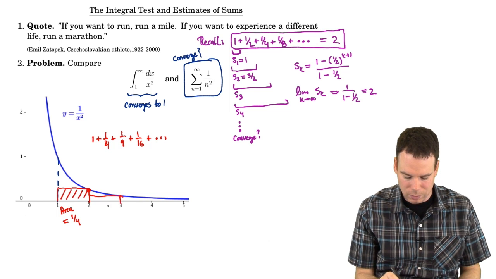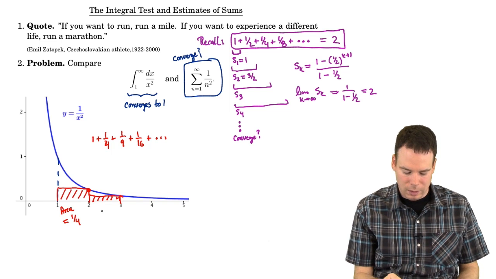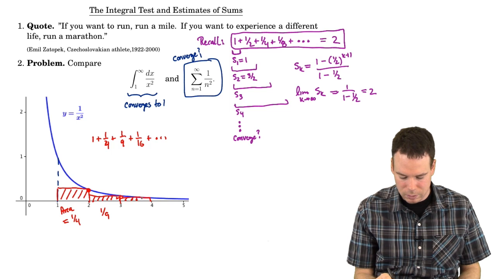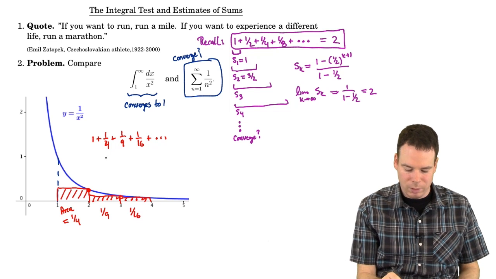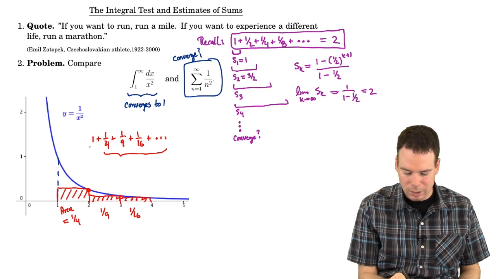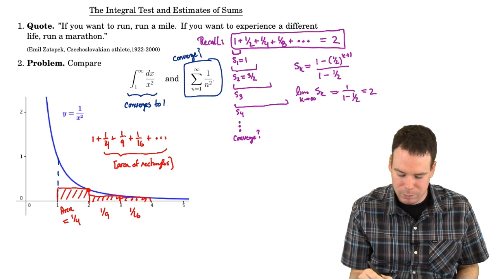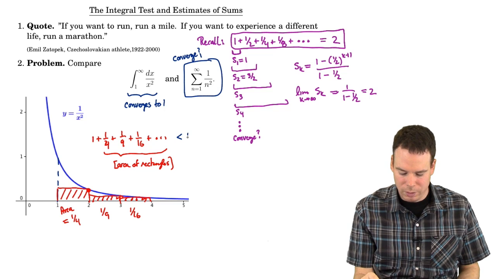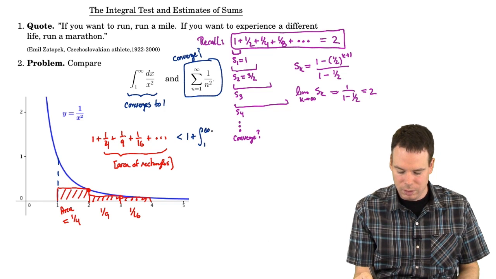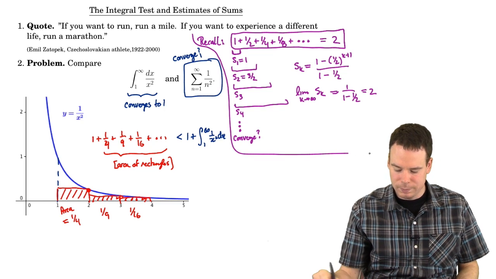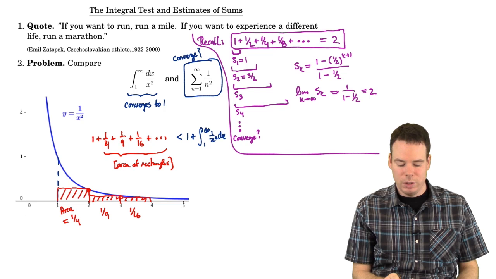I do the same thing for the next interval, and I get the area is a ninth. And I do the next interval, and I get the area is a 16th. So what I'm doing is I'm recognizing that, ignoring the first term, from the second term onwards, the sum is actually the area of these rectangles. And that's nice because that tells me then that this has to be smaller than 1 plus the integral from 1 to infinity of 1 over x squared dx. So I'm using the fact that the rectangles sit inside the region under the curve.